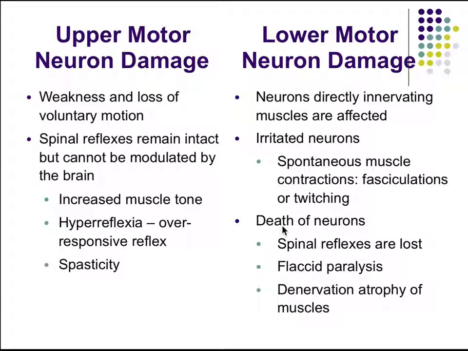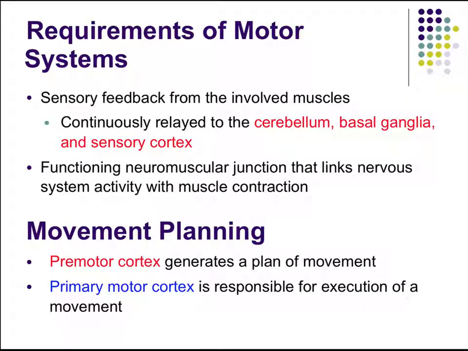And then if you have complete death of the motor neuron, then it will lead to spinal reflexes that are also lost. You'll have flaccid paralysis and denervation atrophy of our muscles. So denervation atrophy means that our muscles are going to atrophy a little bit more than just decreased use atrophy. And that's because, again, the neuron is no longer there. So again, lower motor neuron, you will lose the spinal reflexes.